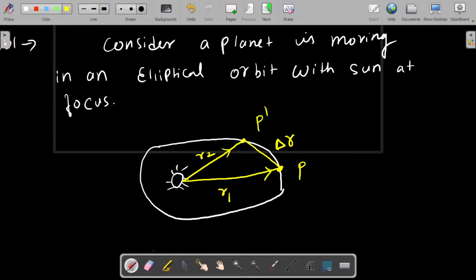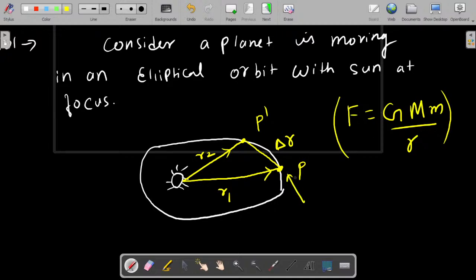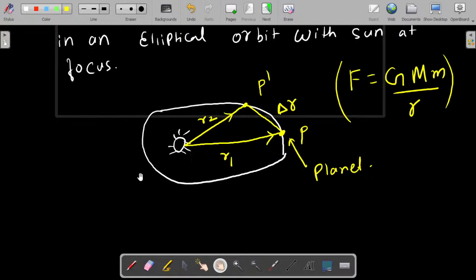So we know that there is a force of attraction between planet and sun. What is that force? F is equal to G m upon R square. Here R is the distance between the sun and that planet. Here P is the planet. Okay, this is the elliptical path.